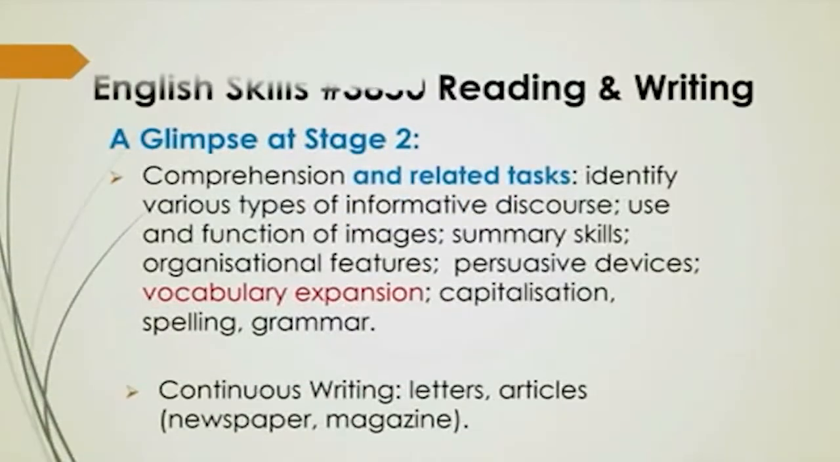So let's take a look at what happens at stage 2. You're given comprehension materials, you are exposed to 2 source documents, and you are given comprehension and related tasks. You are to identify various types of informative discourse. You're to talk about the use and function of images. Again, you have to pay very careful attention to the images and what purpose they serve.